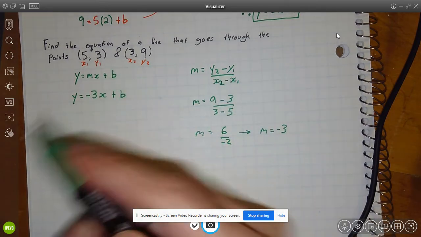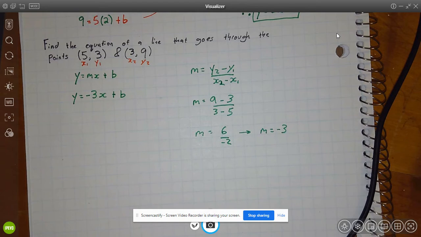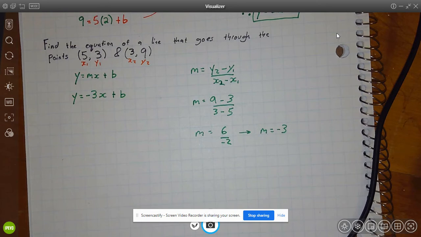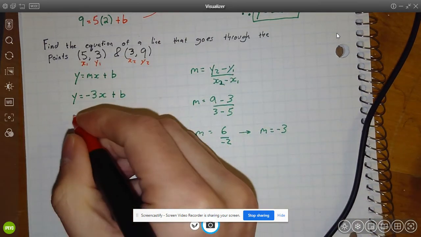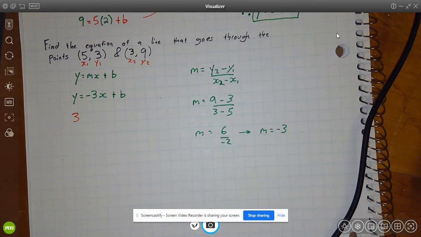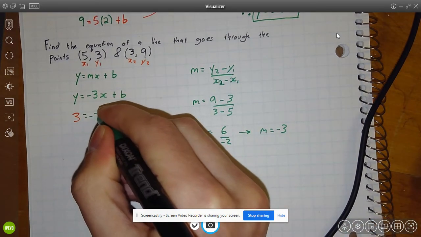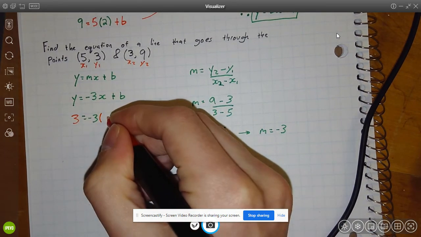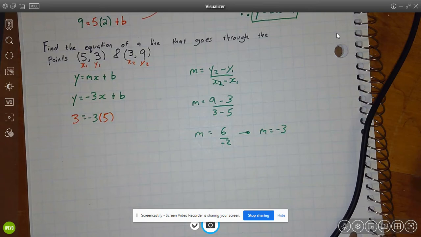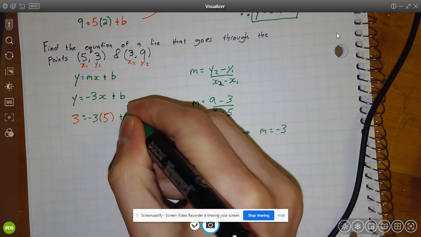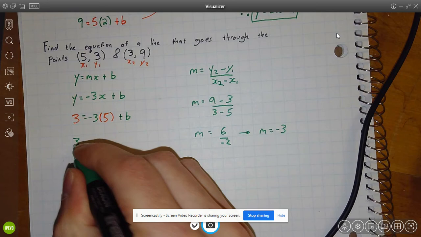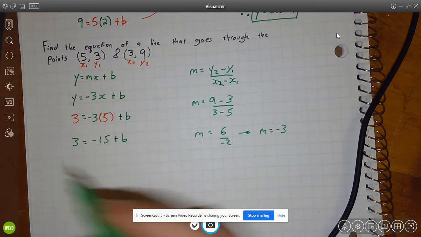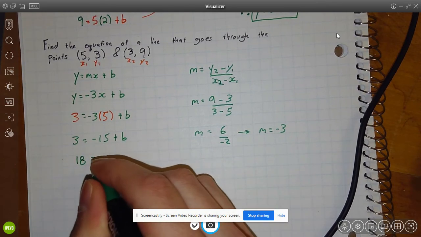So you could pick whichever one you think is easier numbers. I always like to look for whole numbers and positives. In this case, they're pretty similar. So I'm going to plug in the coordinates from my first point, 5, 3. So y is 3. And I've got an x of 5. And now I have an equation, and all I have to do is solve for b. So I've got 3 equals -15 plus b. If I move the -15 to the other side, I'm adding 15, so I have 18 equals b.